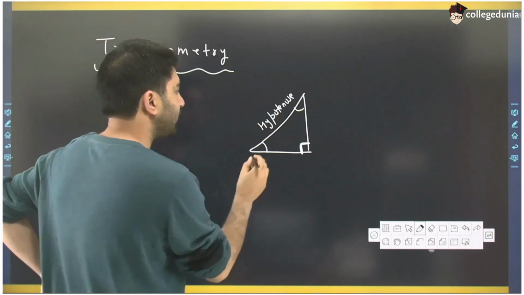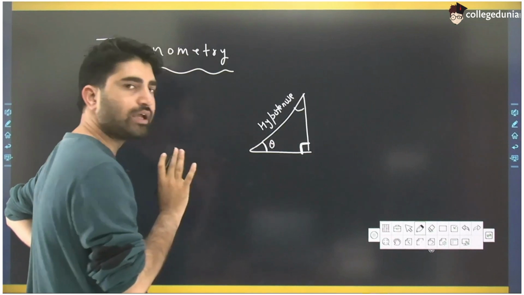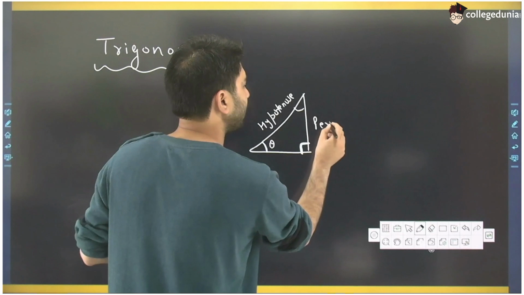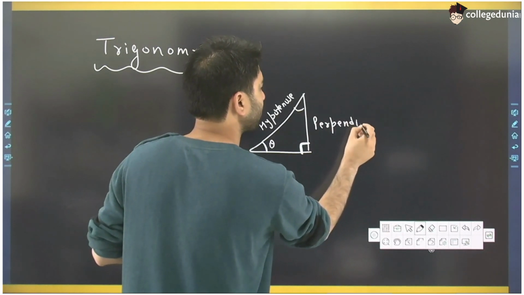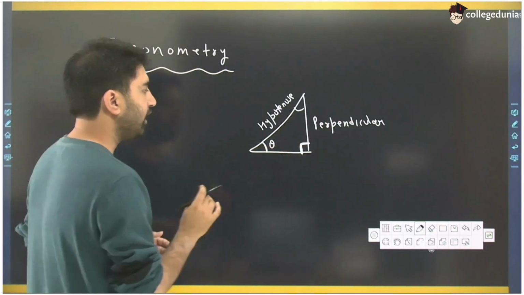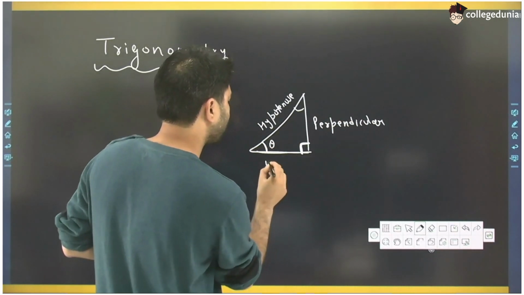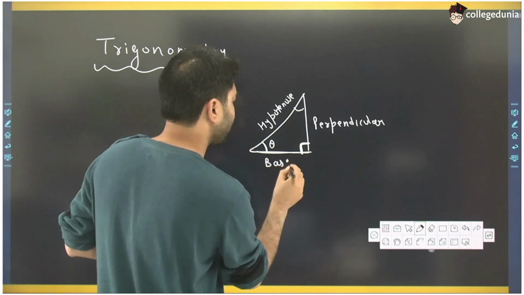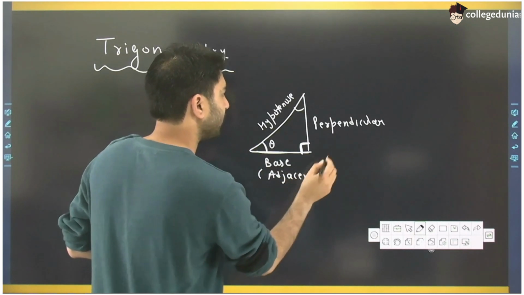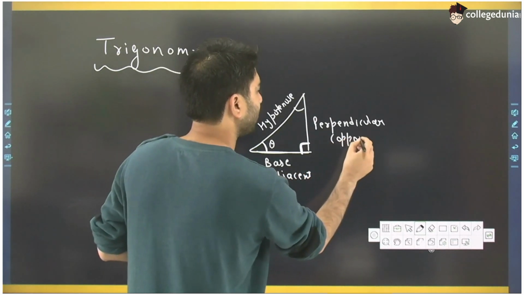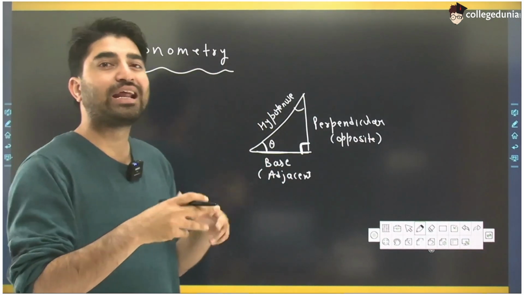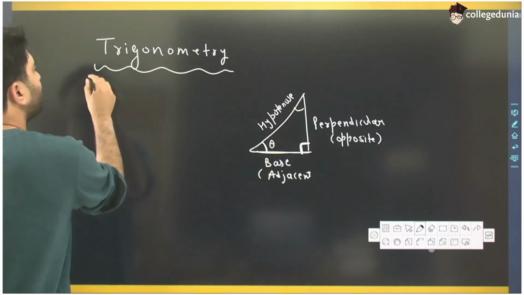Let's say this angle is theta. Then the side opposite to this acute angle theta is known as the perpendicular, and this adjacent side will be called the base. So basically, trigonometry was about ratios. We used to learn about ratios in this chapter.